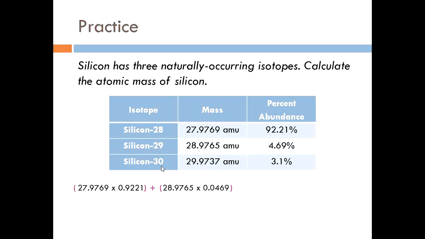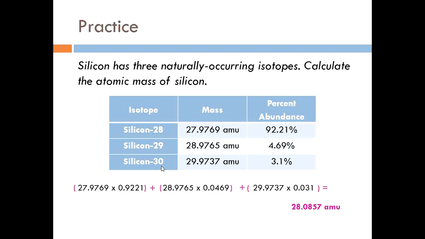We do that for each isotope. So we take the second isotope, the mass, times the relative abundance. And again, the mass of the third isotope times the relative abundance. Go ahead and put that in your calculator and see what you get. You should have gotten 28.0857 AMU.